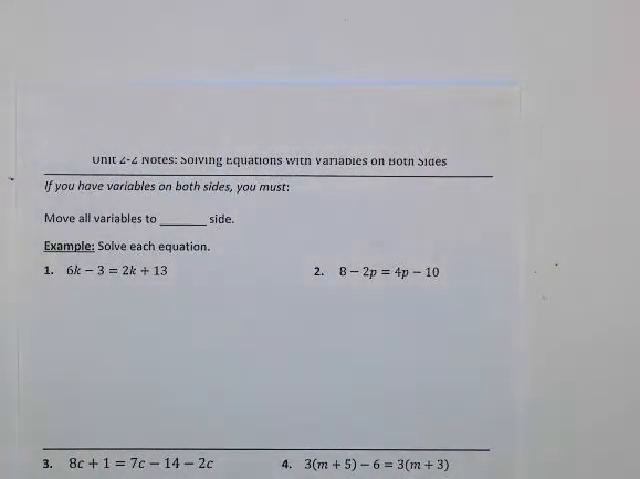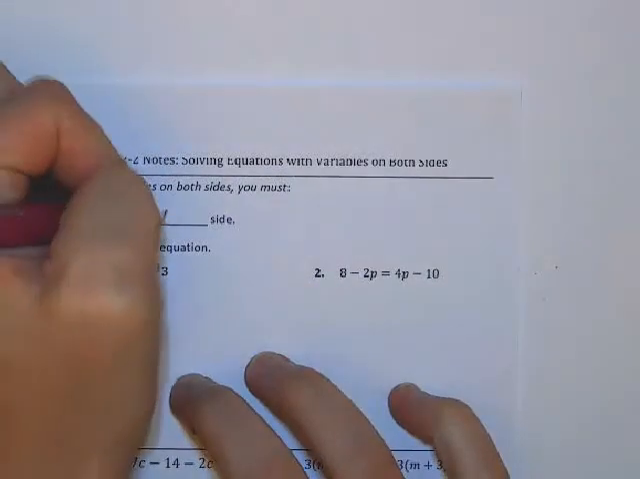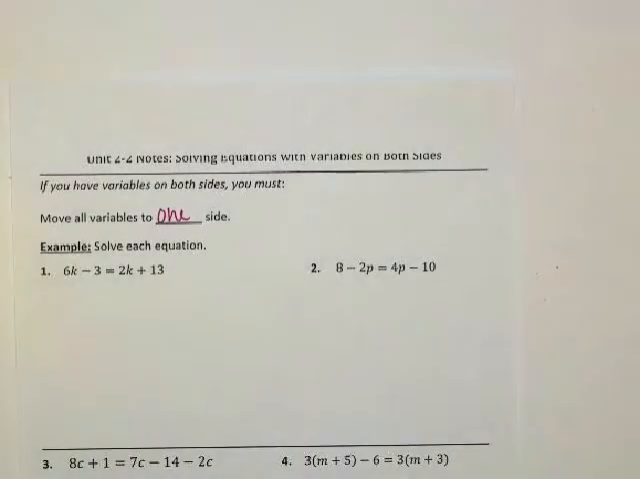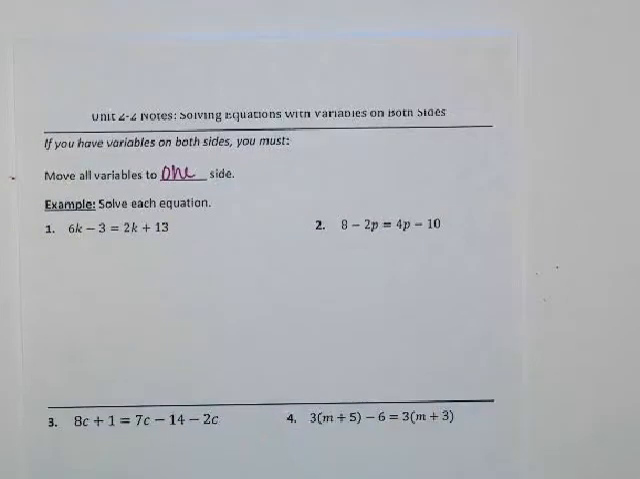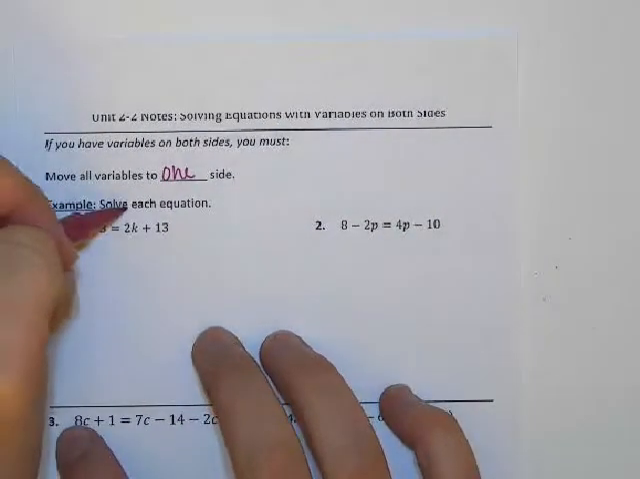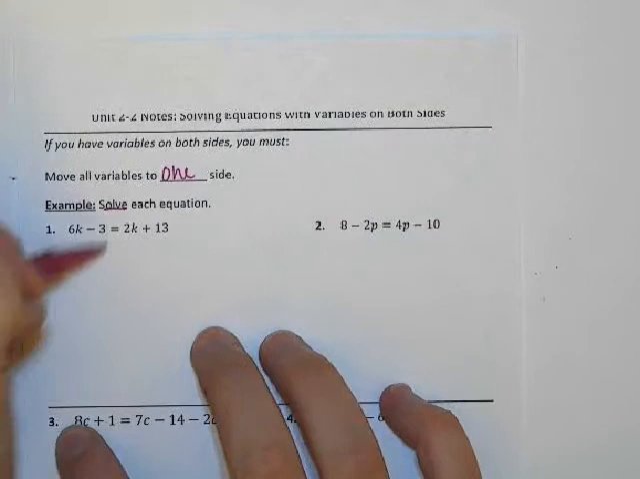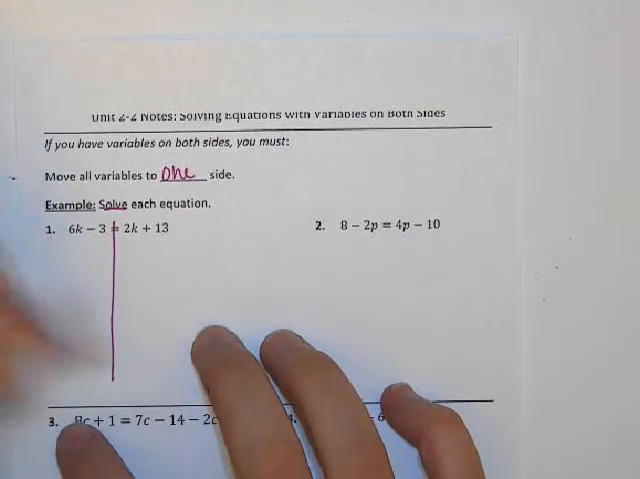All right, it says, if you have variables on both sides, you must move all variables to one side. All right, solve each equation. So notice on number 1, I'm solving, right? If I'm solving, the first thing I do is draw my line.